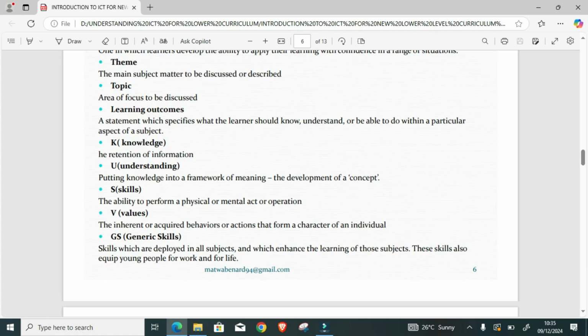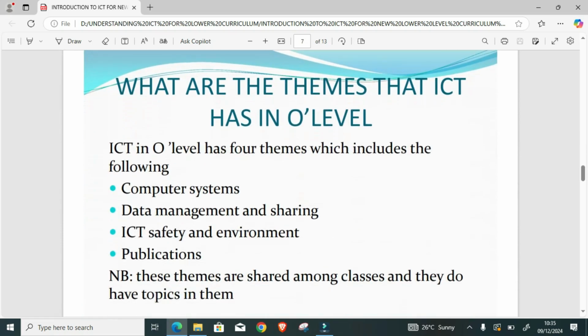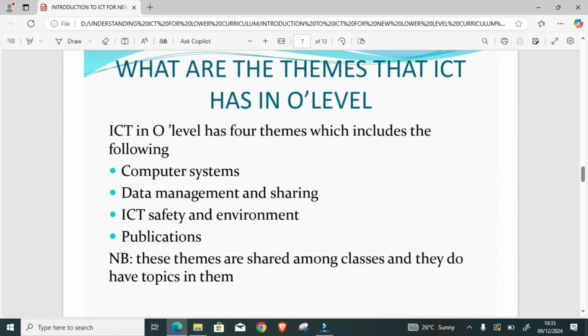And we have another one, the GS. GS is generic skills. The skills which are deployed in all subjects and which enhance the learning of those subjects. These skills also equip young people for work and for life. What you learn, you integrate with other fields.